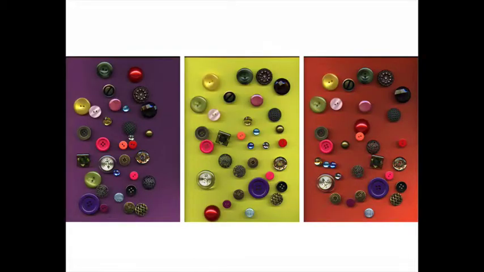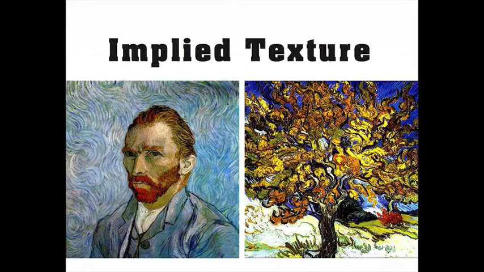And you can form your own texture. At some point, all these little buttons started to form little elements in the texture. And we also have implied texture. Vincent van Gogh is one of the representative artists who used a lot of texture in his painting.